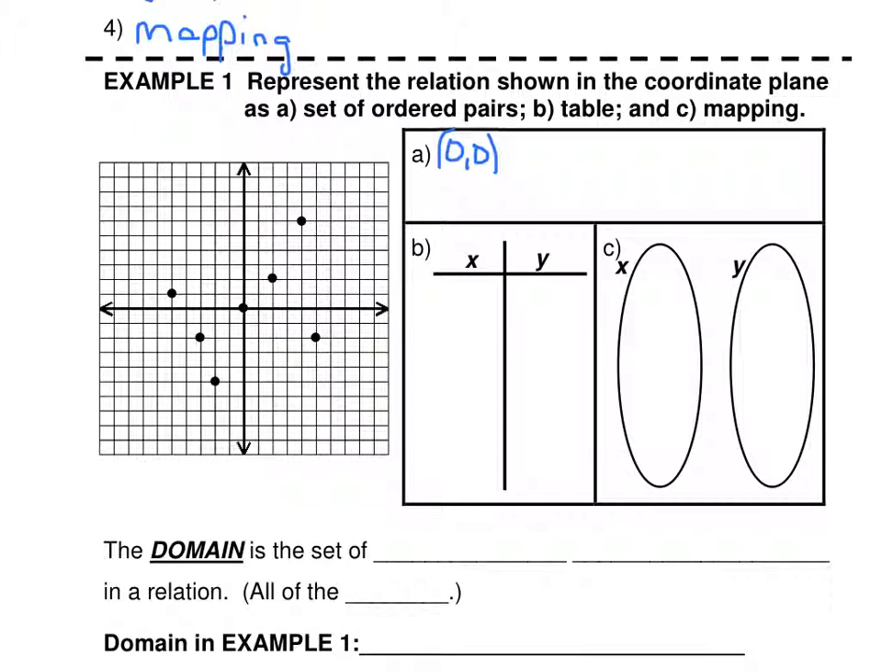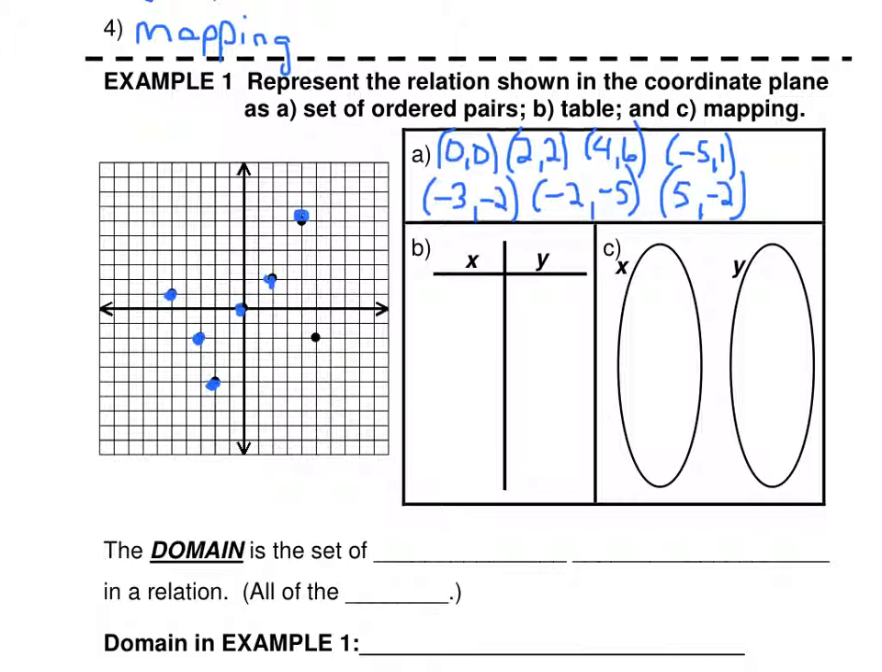0, 0 is the first point right there. 2, 2 is the second point there. 4, 6 is the third point. This point is negative 5, 1. Negative 3, negative 2 is the next point. Negative 2, negative 5 is right there. And the last point is 5, negative 2. Those are the ordered pairs represented.